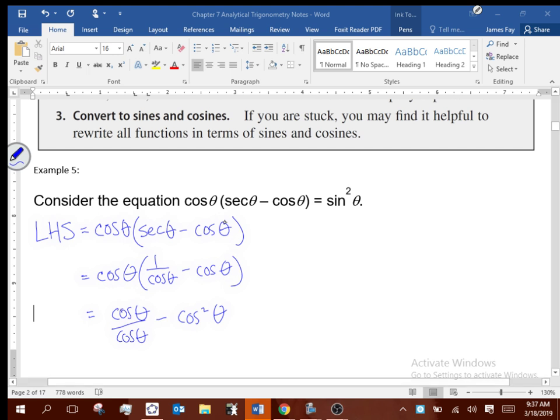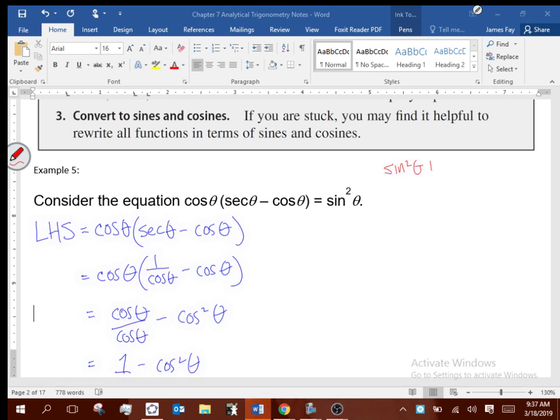So when I multiply this, now we realize that does go to 1 minus cosine squared theta. Now there's a substitution that needs to take place here. There's a trig identity that needs to take place here, and you can do it one of 2 ways. I'm a proponent for doing this.